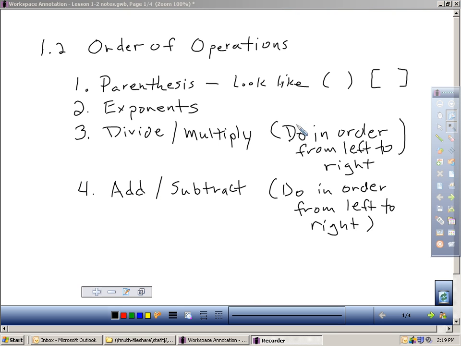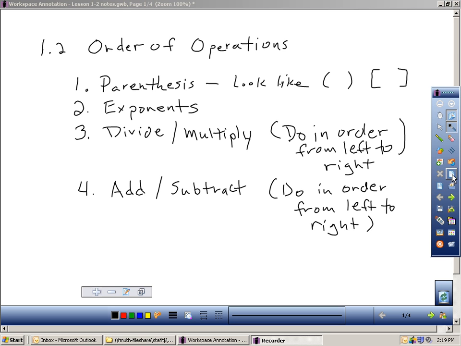Okay? Just a little reminder with parentheses: they can look in several different ways. They could look like this, which you normally see, or they could even be in bracket form. So parentheses can have different looks to them. It is really, truly important that you do things in the proper order.